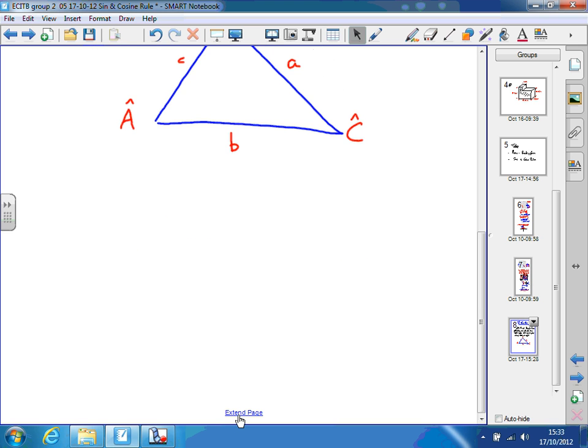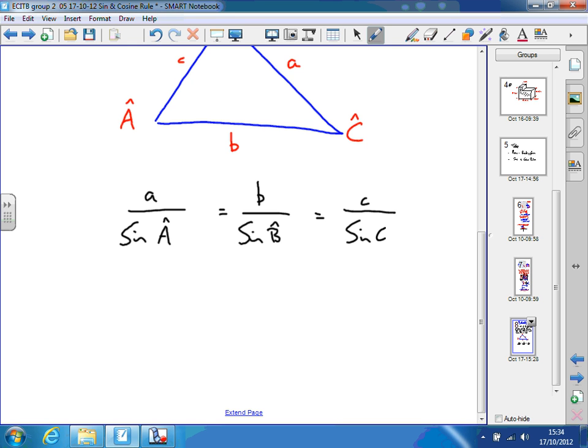And then the sine rule says the ratio of side A to the sine, hence the name sine rule, of the angle opposite side A. So the ratio of a side to the sine of the angle opposite it is always the same in a triangle. So in other words, that's the same as the ratio of side B over the sine of angle B. And that's also equal to the ratio of side C to the sine of angle C. Those ratios are always the same. And that is the sine rule.